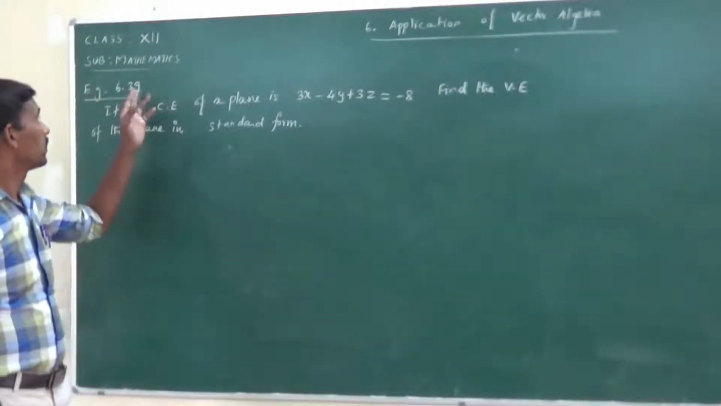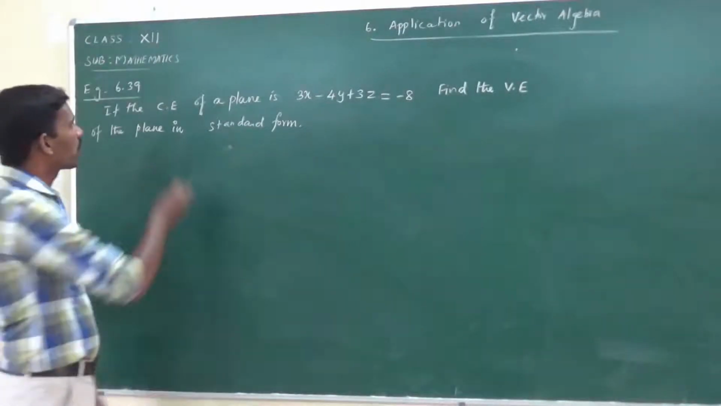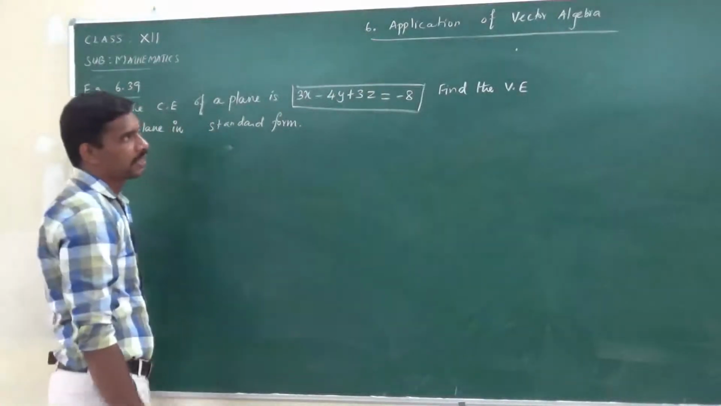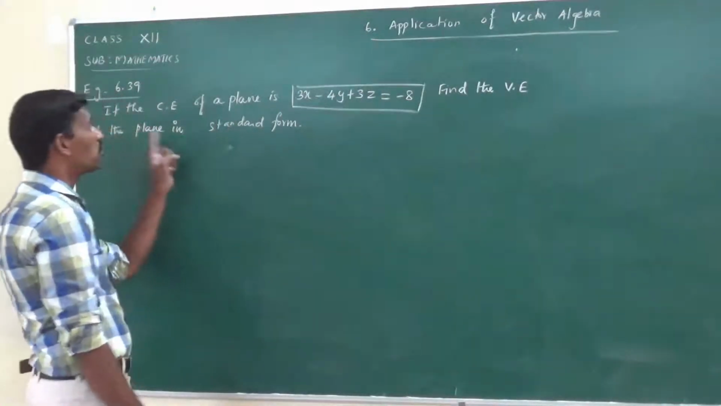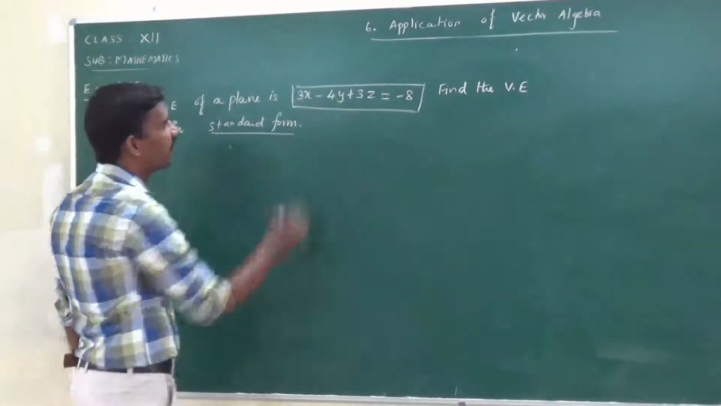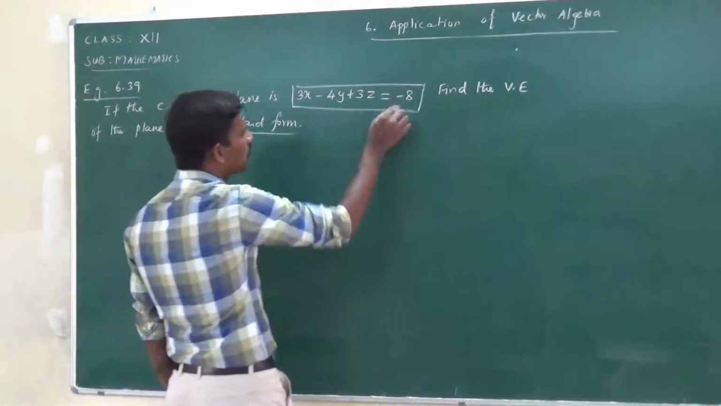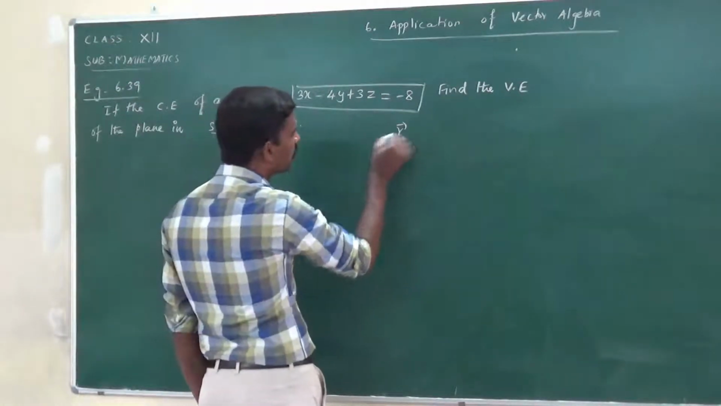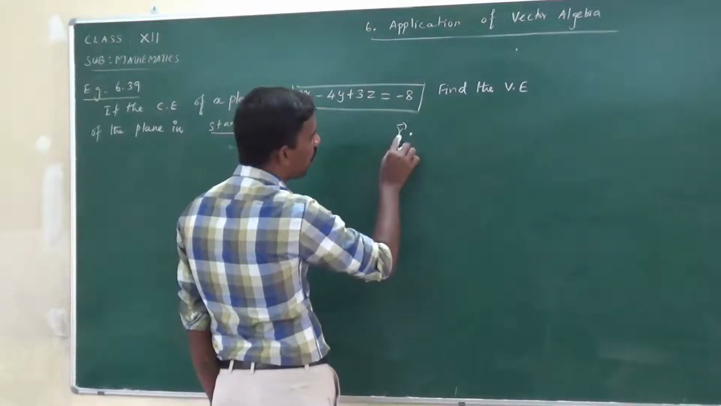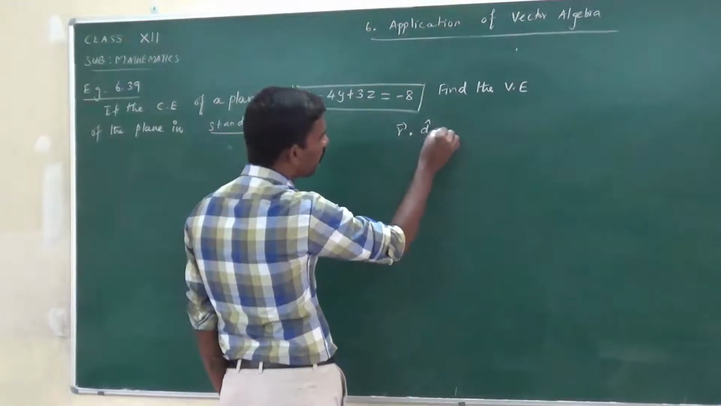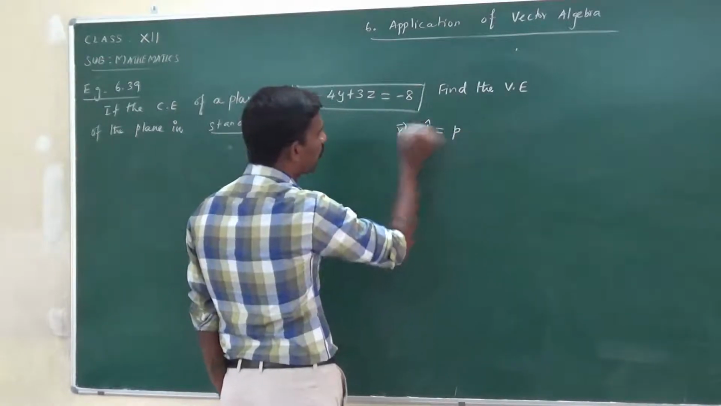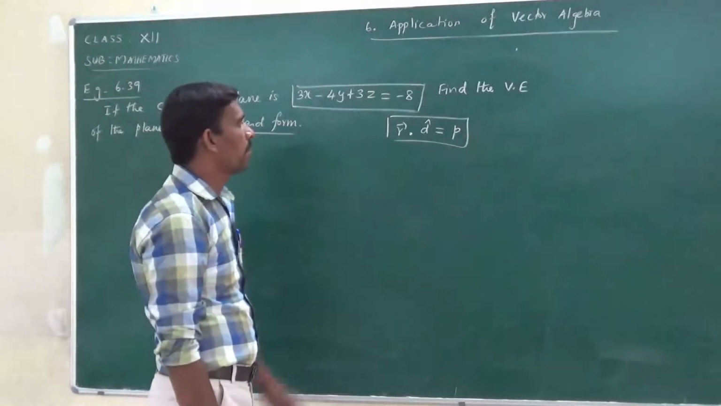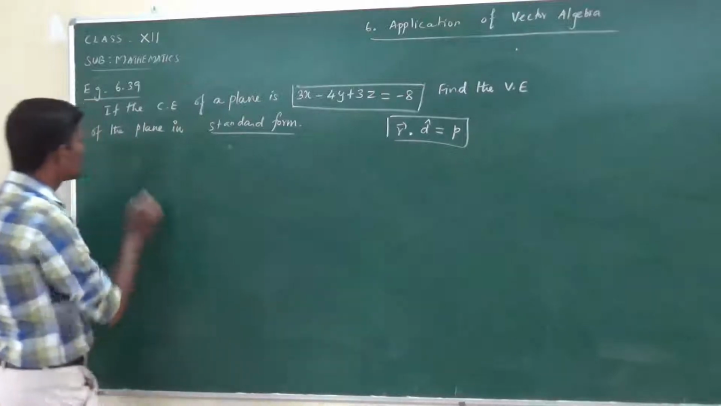Hi students, this is example 39. If the Cartesian equation of the plane is 3x minus 4y plus 3z equals minus 8, find the vector equation of the plane in standard form. We have finished the first one, this is the second sum. The standard form of the vector equation is r vector dot d cap, which is equal to p. This is the vector equation of the plane. Okay, so now the given equation is the solution.